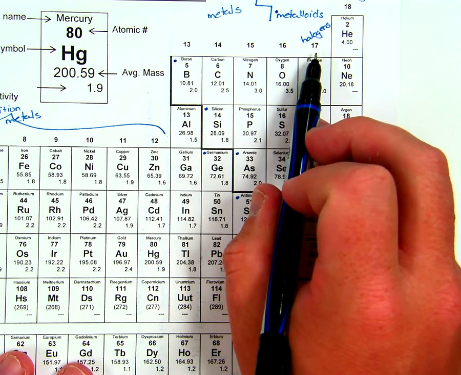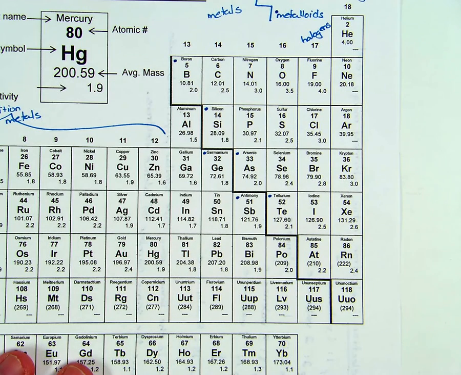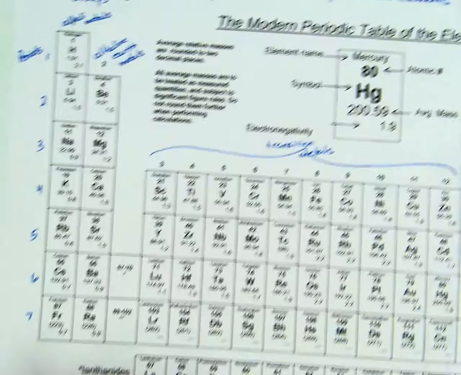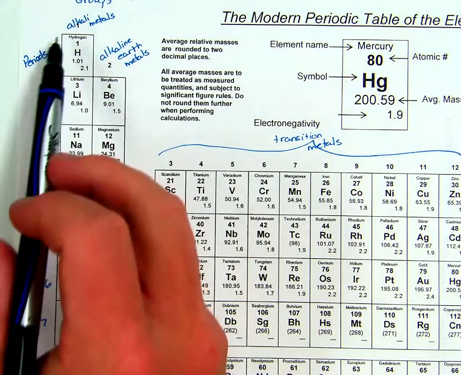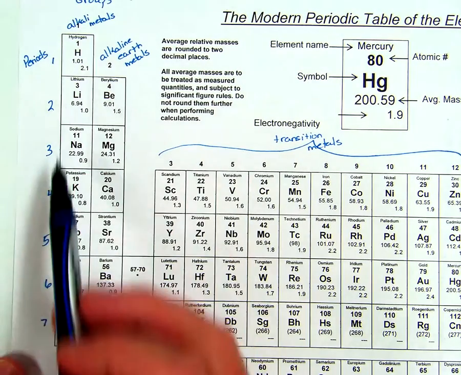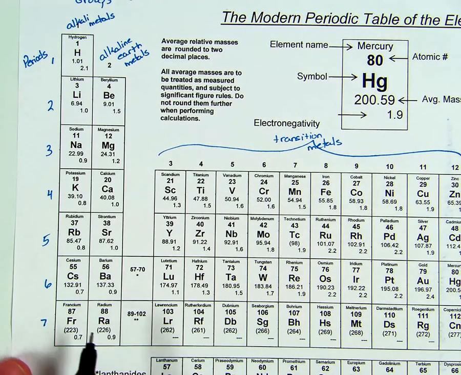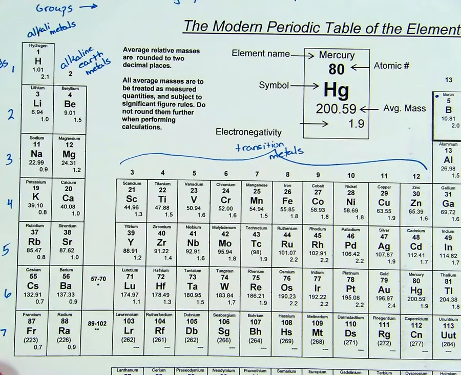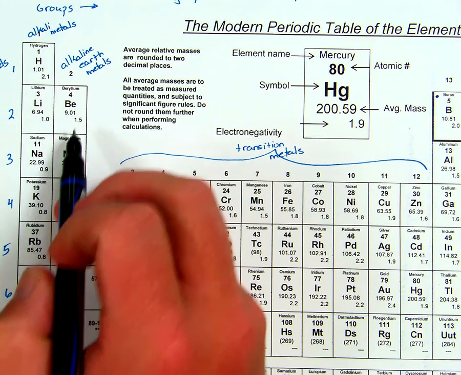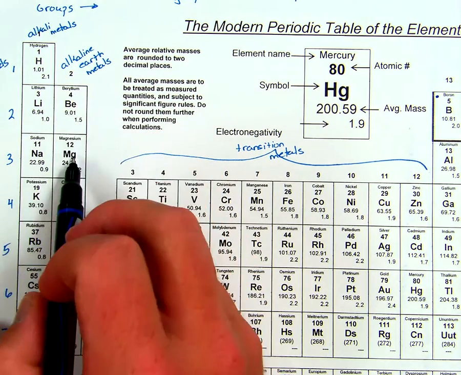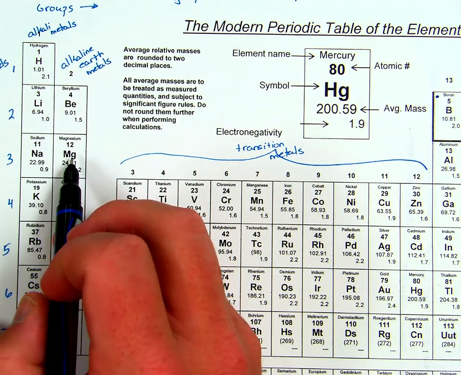Another thing that we can learn from the periodic table and its position, the period number. Remember, periods go left to right, so we label the period numbers along the left here. The period number gives us which energy level the valence electrons are in. So, for example, if we're talking about magnesium, I know magnesium has 2 valence electrons because it's in group number 2. I also know that those valence electrons are in the 3rd energy level because it is in the 3rd period.